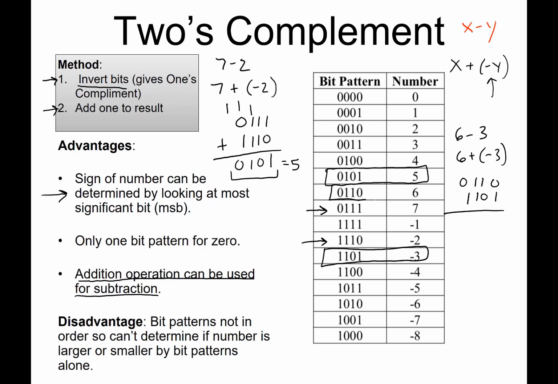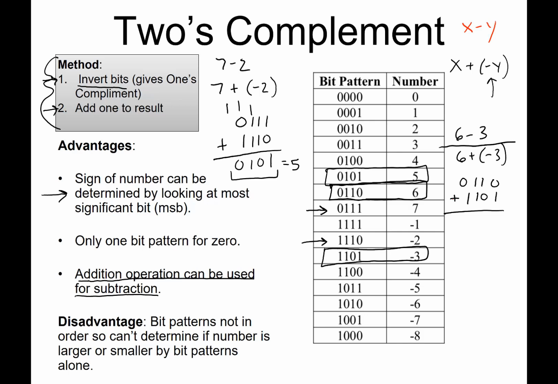If you didn't have this chart, you could figure out what these are. We're going to learn later how to figure out what your binary number is from a decimal number. But if you know the binary number, let's say you knew the binary number for 3, you could figure out -3 with twos complement by using this method here. Invert the bits and add 1 to the result. So if you didn't have the chart, you could still get these numbers.